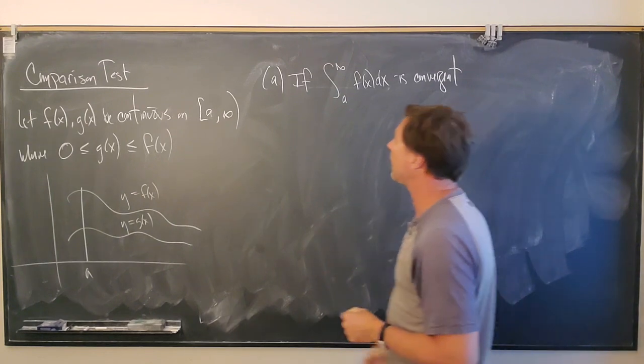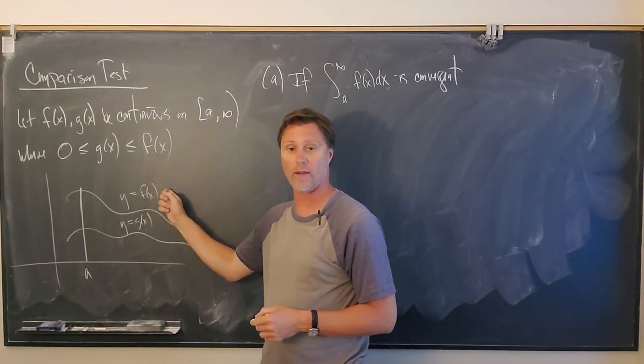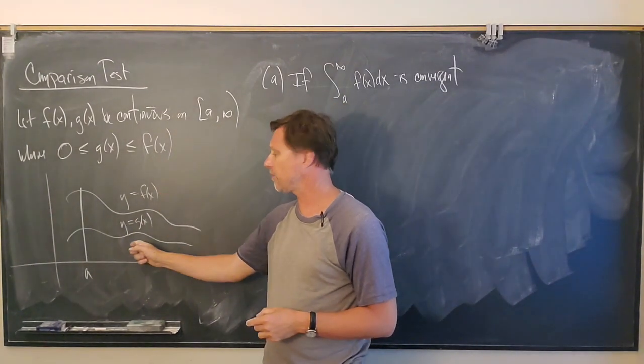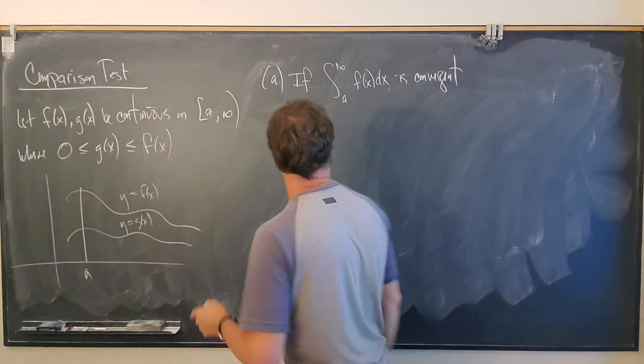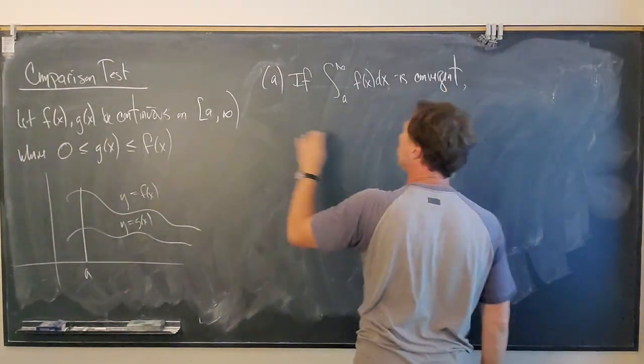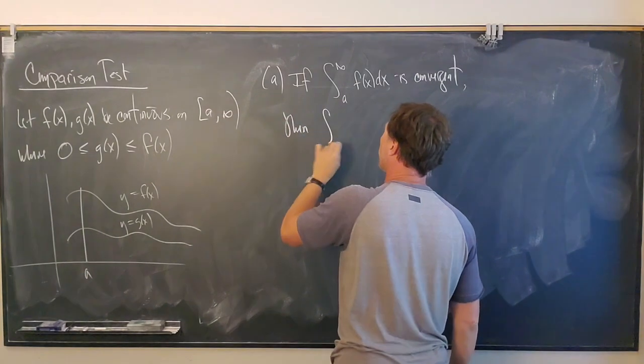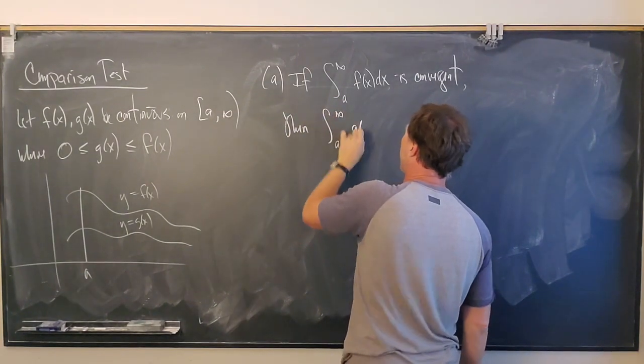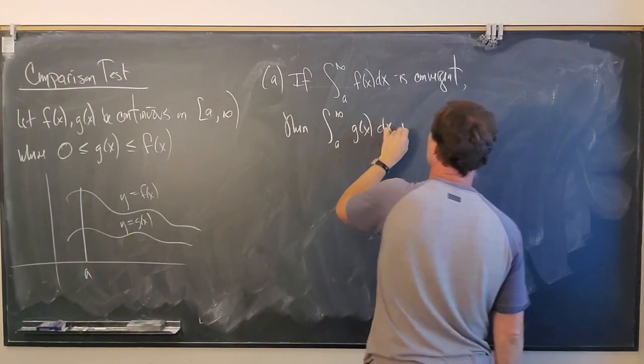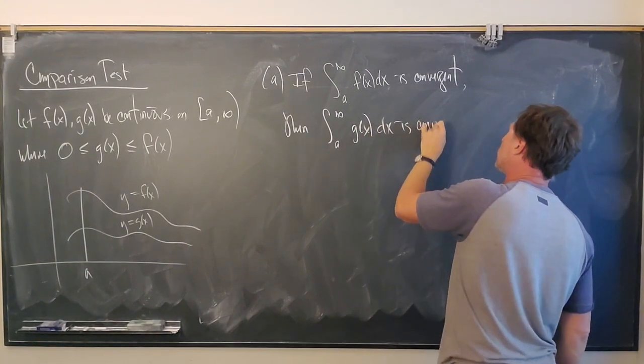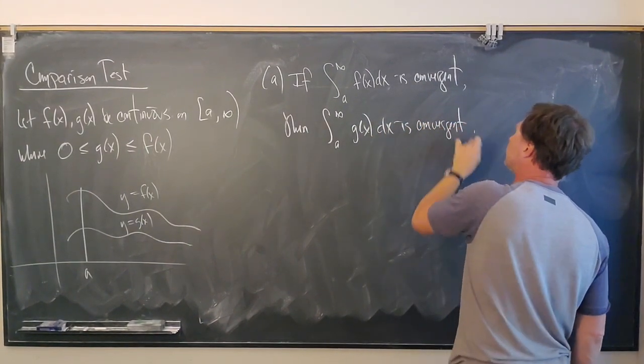Well, if there's a finite amount of area under the f of x graph, the bigger graph, then there's got to be a finite amount of area under the smaller graph also. So if this is convergent, then the integral from a to infinity g of x dx is convergent.